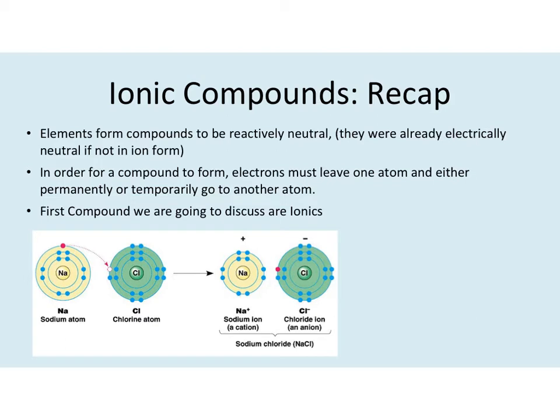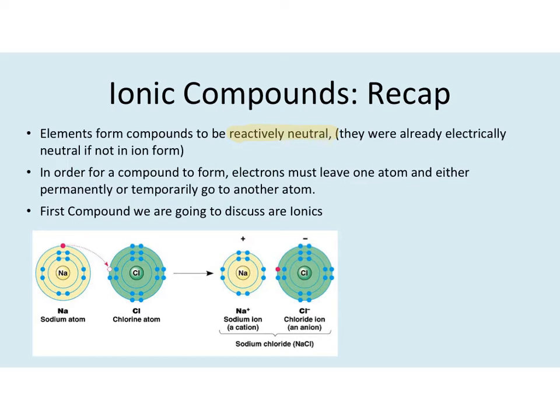So I'm just going to do a quick recap from last week. Elements form compounds to be reactively neutral. All elements except for the noble gases are reactive, so they're all trying to basically form a compound. Once they form a compound, they become way less reactive, and we call that reactively neutral. They were already electrically neutral, and what we mean by that is they have the same number of protons and electrons, except if you have an ion and you've lost or gained some electrons.